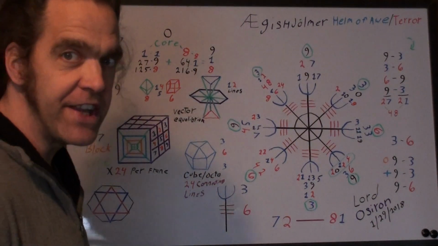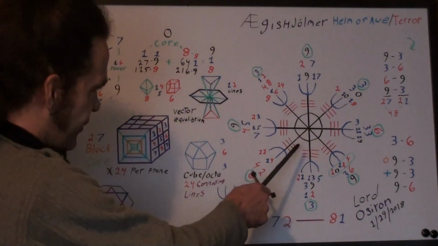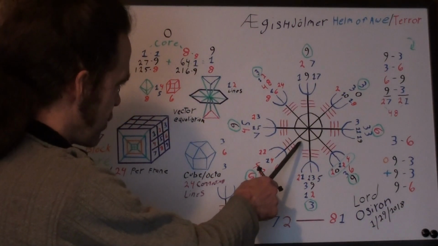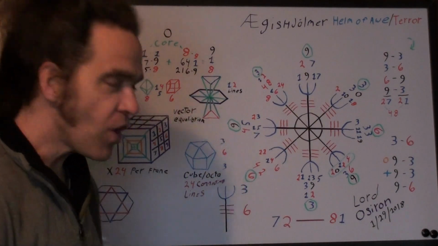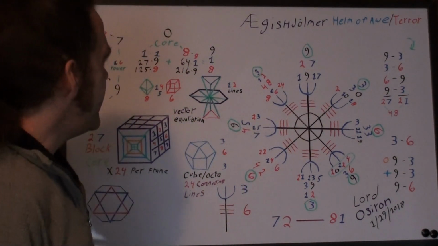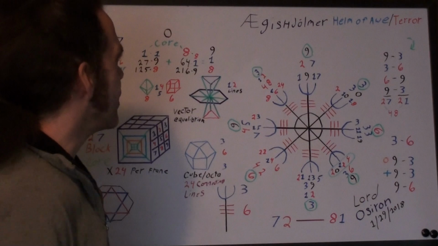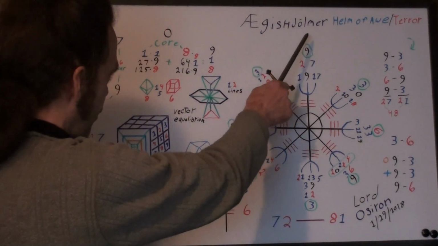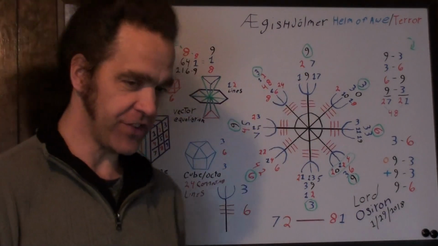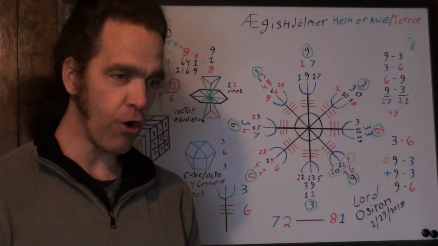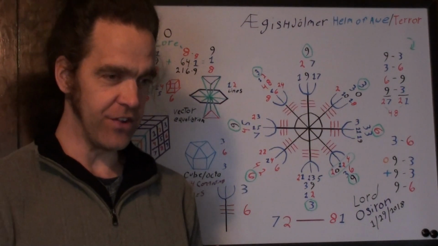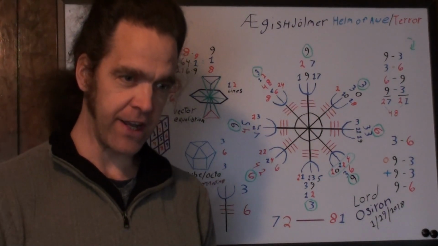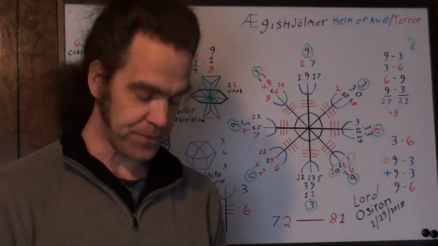Okay, what I have here, some of you may know this construct just by sight. But what this construct is, I'll try to pronounce it properly, it's called the Aegishjalmer. And what that means is it's the helm of awe or the helm of terror. And it's a Viking, Nordic, magical stave.